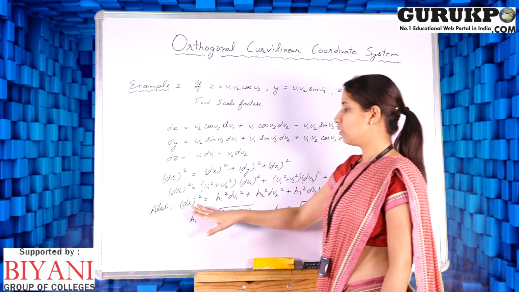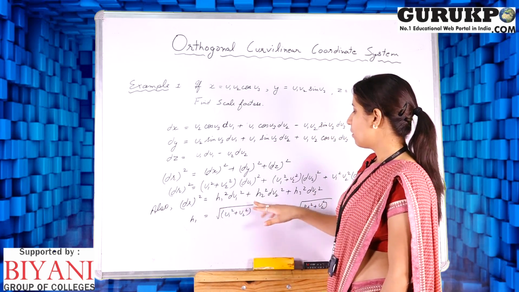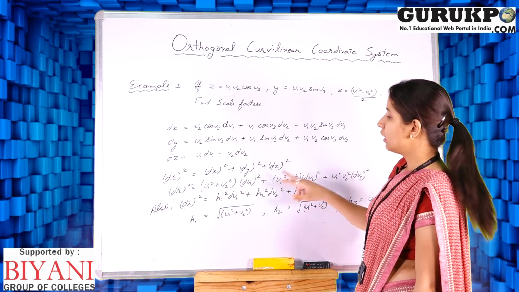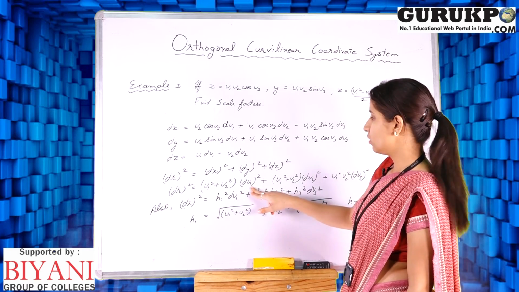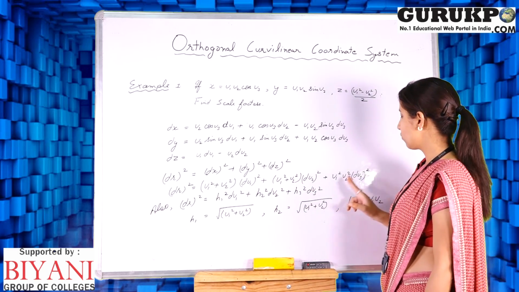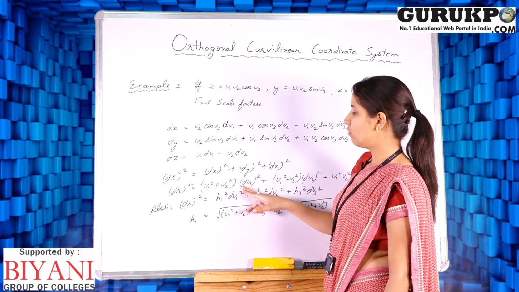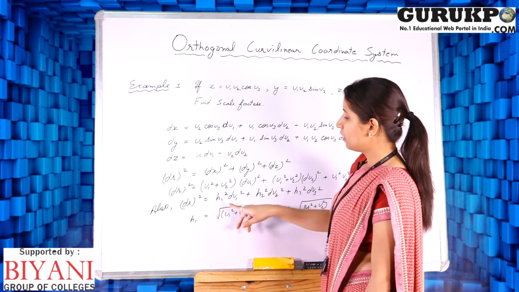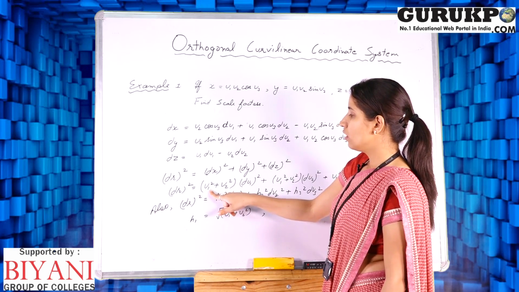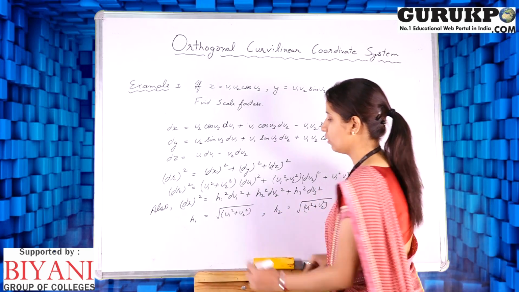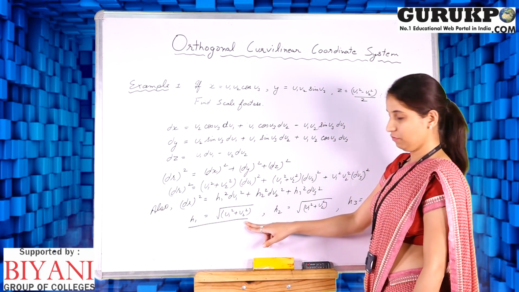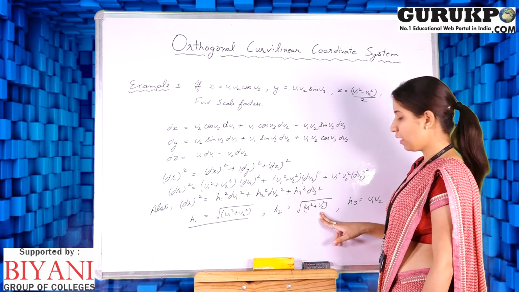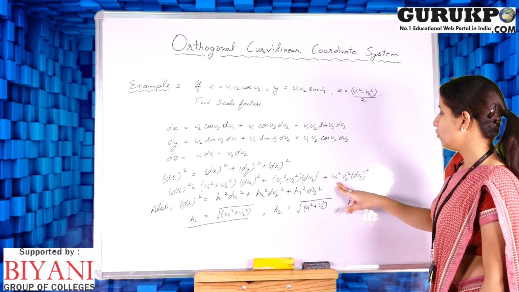We also know the line element equation dr square is h1 square du1 square plus h2 square du2 square plus h3 square du3 square. So now you can compare both these equations, they are the same, like here also we have du1 square, du2 square, du3 square. Basically the coefficients of du1 square, du2 square and du3 square are the scale factors. So h1 square equals u1 square plus u2 square, so h1 is under root of u1 square plus u2 square. h2 is under root of u1 square plus u2 square, and h3 is u1 u2.